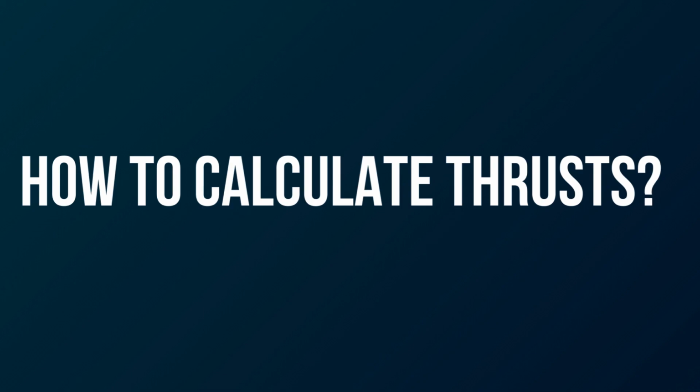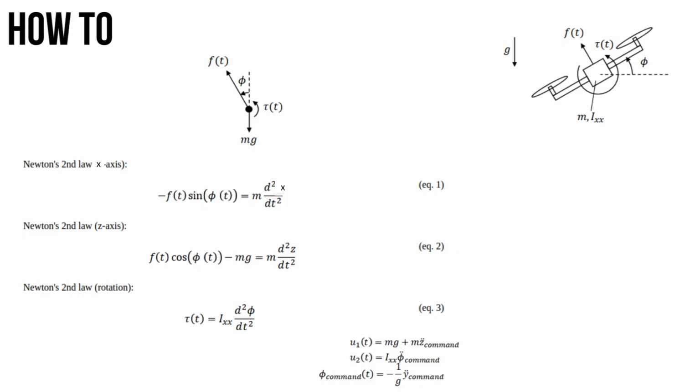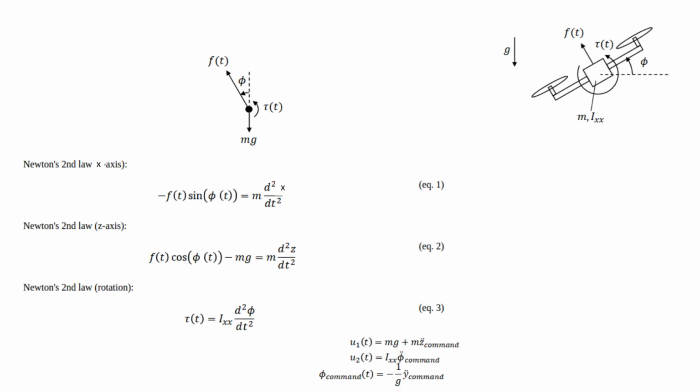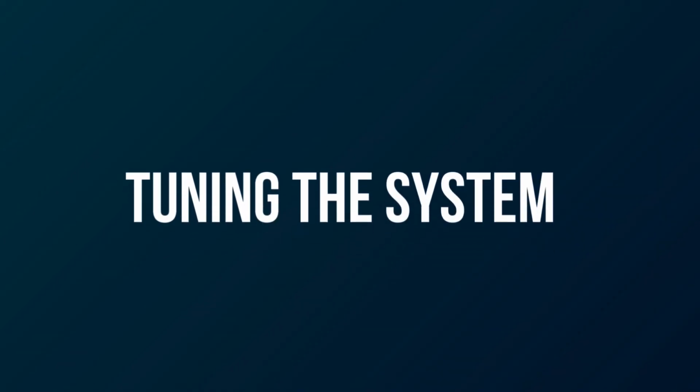Now we will see how thrusts are calculated. To calculate thrust for a drone, first the drone's mass m and the gravitational acceleration g are considered. The desired roll angle phi c for a horizontal adjustment and the total thrust required for vertical adjustment are determined based on these errors. Finally, the calculated thrusts are converted into throttle settings for the drone motors, ensuring precise control and maneuverability.